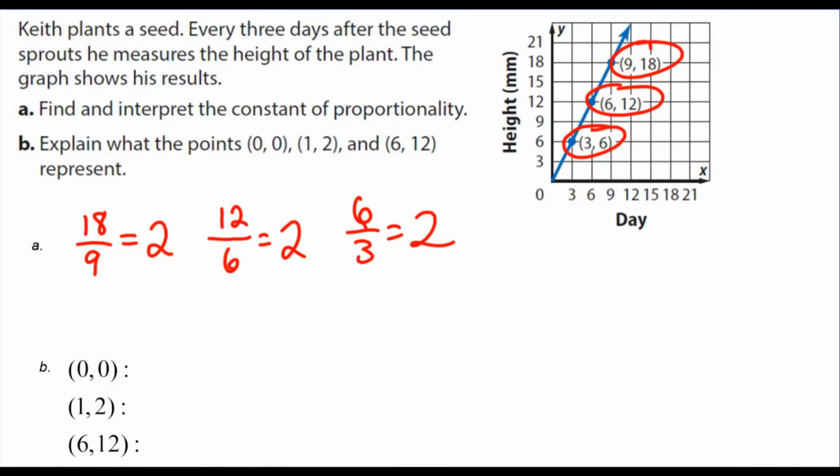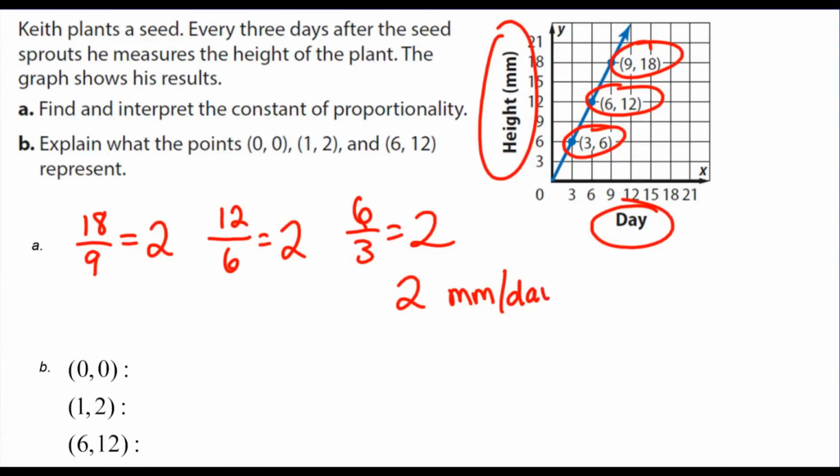What does the 2 mean? So it's the y value, height, divided by the x value, day, so it's millimeters per day. So our constant of proportionality is 2 millimeters per day. So this plant is growing at a constant rate of 2 millimeters per day.